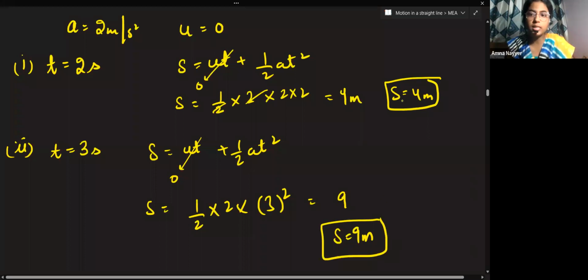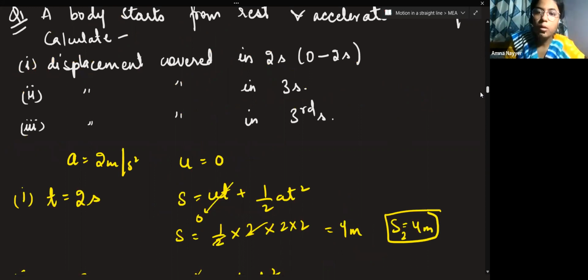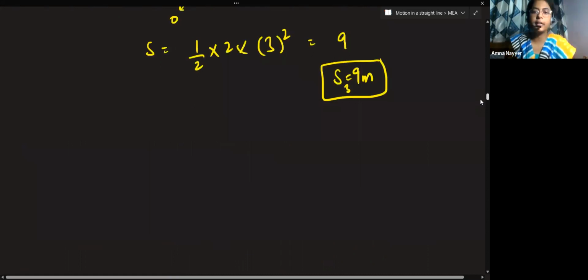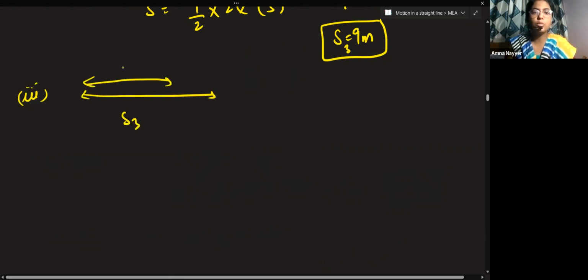Now see, this is S2, this is S3. The last part is asking us about the nth second. Definitely the third second means n is equal to 3. Now you can calculate the answer in two ways. What is meant by third second? If this is your S3 and this is your S2, then this is what the question is asking. This is your third second. That's what we did, S final minus S initial we wrote.